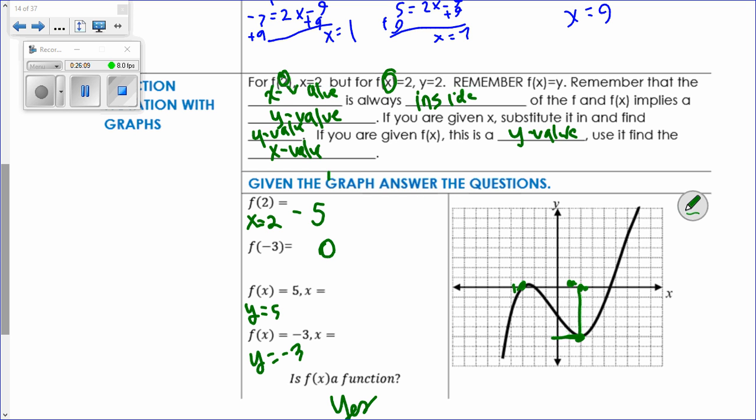So when y equals 5, I'm going to go up 1, 2, 3, 4, 5. Here we go, 5. Go over to my graph, and this x value is 1, 2, 3, 4, 5, 6. X is 6 there. Last one, y equals negative 3. Down here, that means x is 0. And that's all the notes for lesson 2 for relations and function notation.